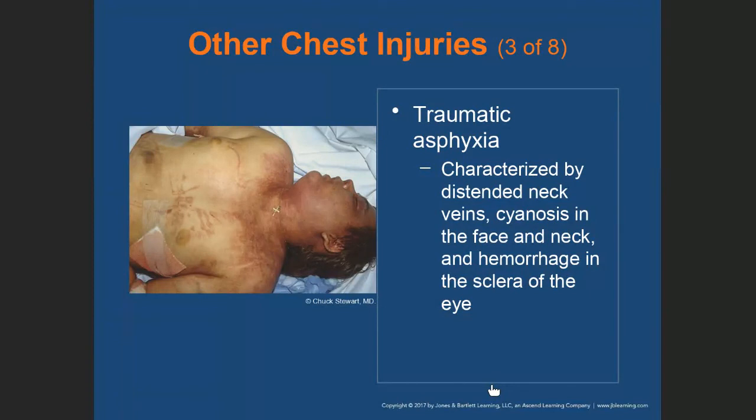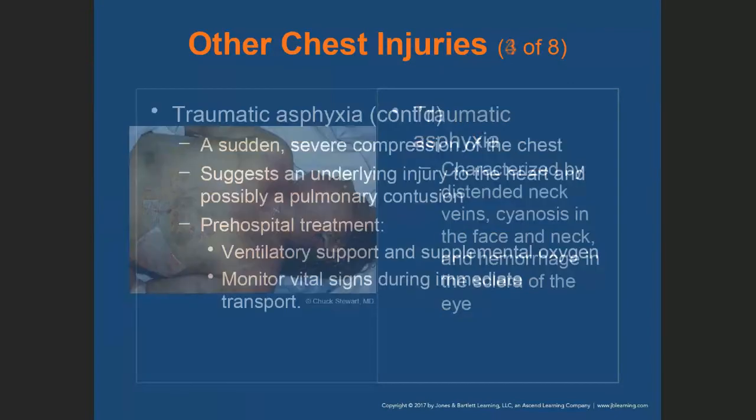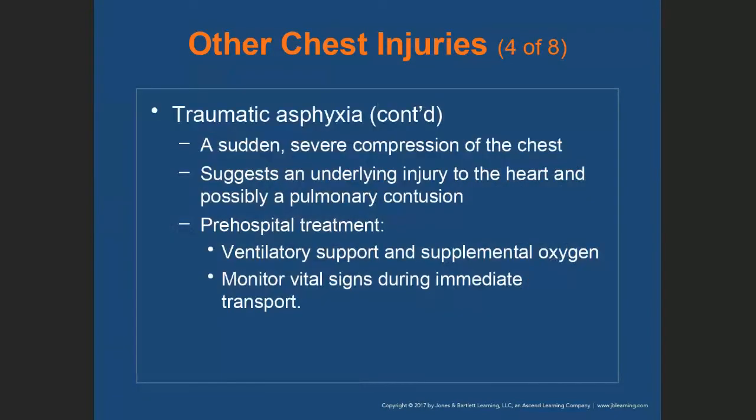And traumatic asphyxiation is basically suffocation. They won't be able to breathe properly, or at all. It can also develop from the position that the patient is in, so a patient can have positional asphyxiation as well. A sudden severe compression of the chest suggests an underlying injury to the heart and possibly pulmonary contusion. Pre-hospital treatment: the patient is going to require aggressive airway management, ventilatory support and supplemental oxygen. Monitor vital signs during immediate transport.